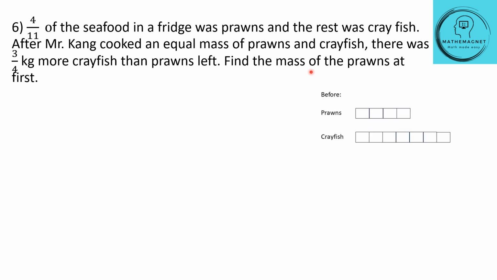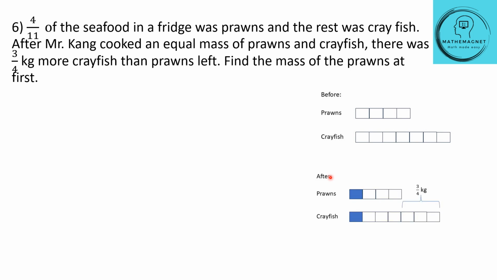Here we know the prawns was 4 by 11 of the seafood, which means 4 units is for prawns and the remaining 7 units is for crayfish. So we know crayfish is 3 units more than prawns. Okay. Now after Mr. Kang utilized an equal amount of prawns and crayfish, both the prawn amount he used for cooking and the amount of crayfish he used for cooking are the same. After doing so, crayfish was still more than prawns by 3 by 4 kg.